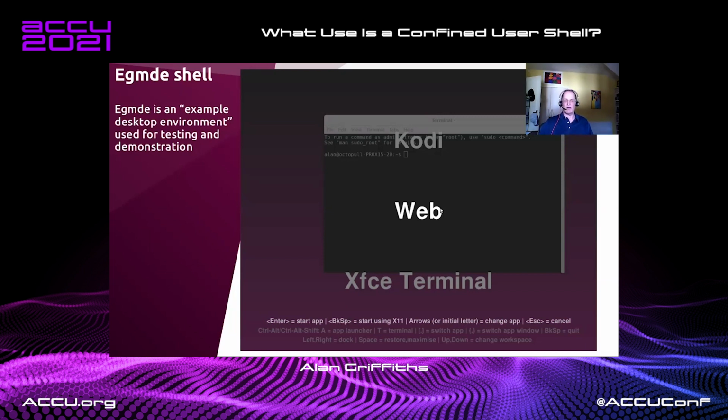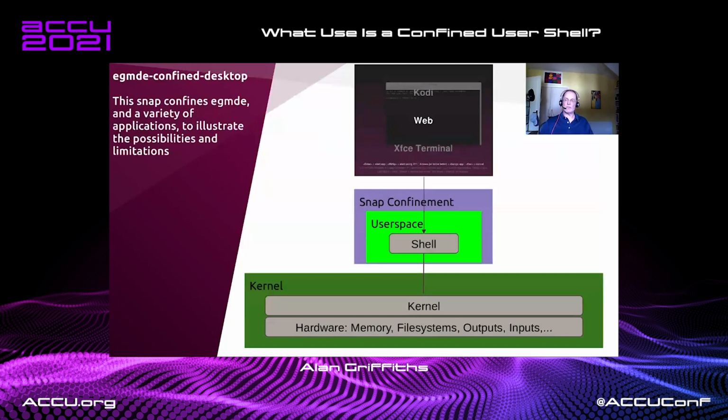As a training exercise, as an example of how to use the Mir APIs, I wrote something called EGMDE. There's been some articles in CView about that. And that allows you to do pretty much the same sort of thing. Building on that example, there's an EGMDE confined desktop. And that takes confinement and puts the shell into snap confinement.